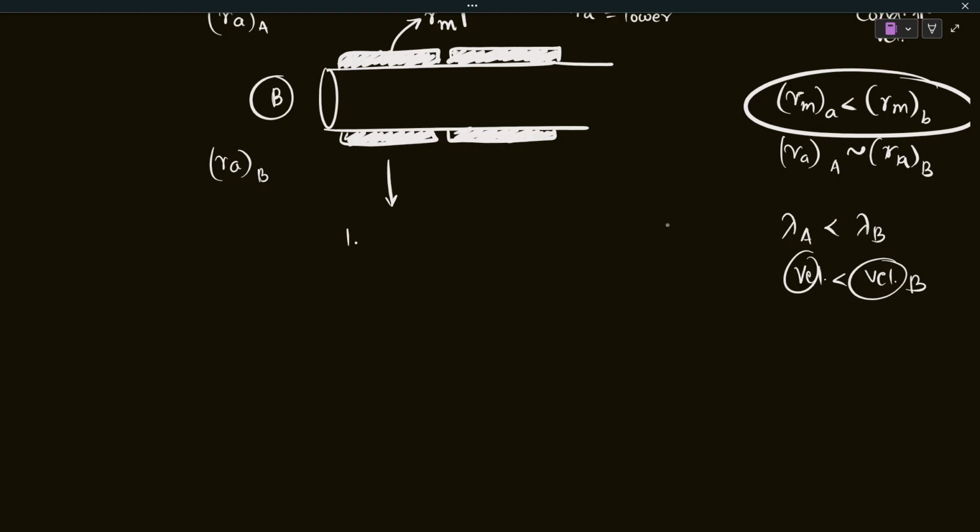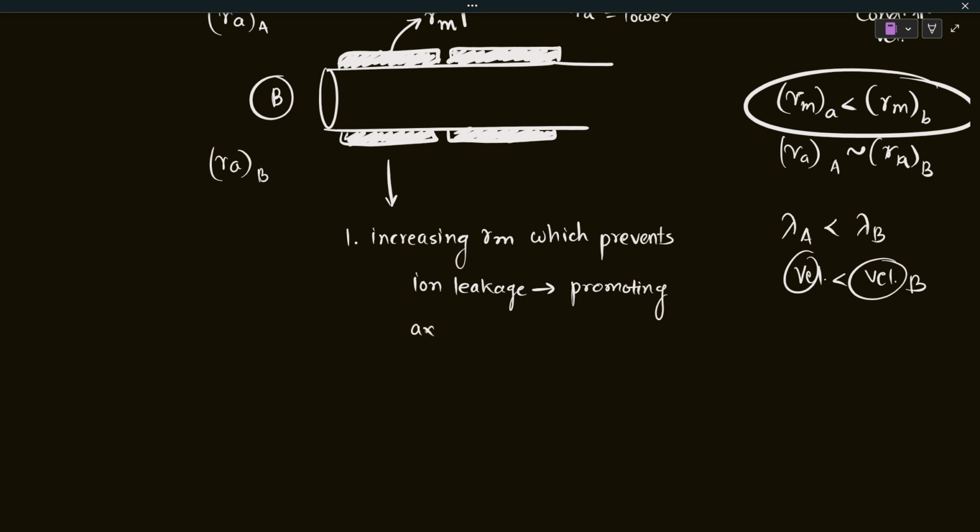First, as we saw, it is increasing membrane resistance, which prevents ion leakage, promoting axoplasmic flow of current. Thus, signal transduction will be faster.